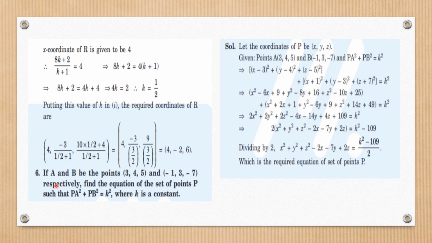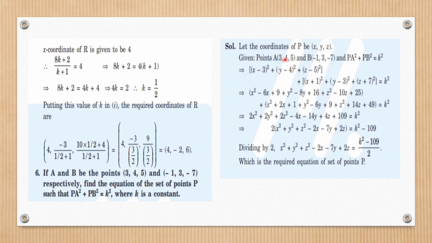Number 6 is: if A and B are the points (3, 4, 5) and (−1, 3, −7) respectively, you have to find the equation of the set of points P such that PA² + PB² = k², where k is a constant. So let the coordinates of point P be (x, y, z). Points P, A and B are given, and the condition is PA² + PB² = k². It is quite clear that we are applying the distance formula, but without the square root, as the square is involved.